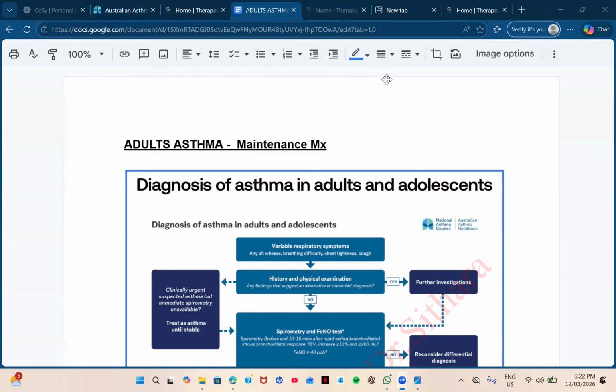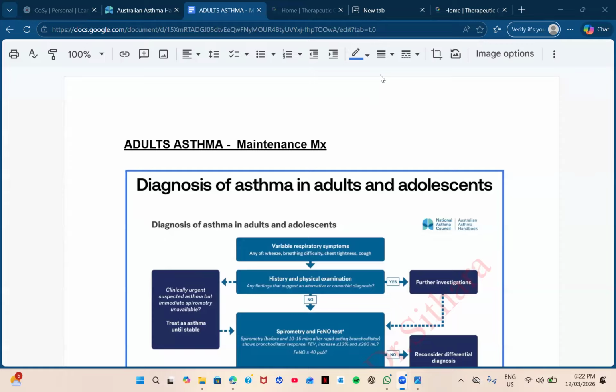So what are the relievers, doctors? Relievers, as the name suggests, give quick relief to the symptoms. The symptoms we all know: breathlessness, wheeze, chest tightness.